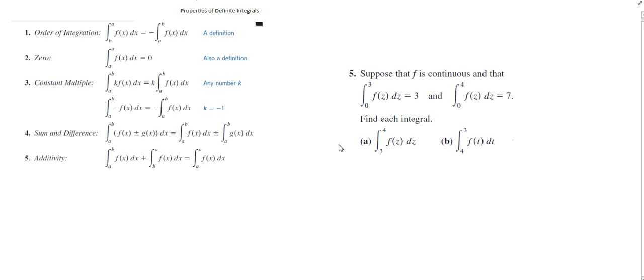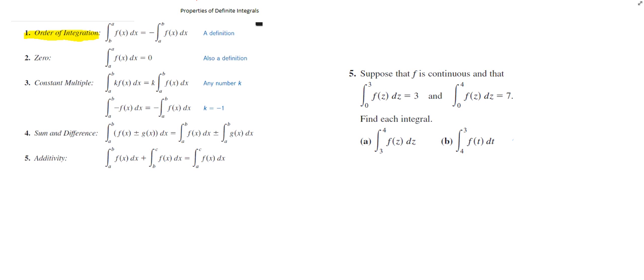Okay, let's look at some of the properties of definite integrals, and some of these are going to remind you of the properties of derivatives a little bit. So let's take a look at the first one here. We have the order of integration, and this one's a pretty unique one, and pretty common that they tested on.